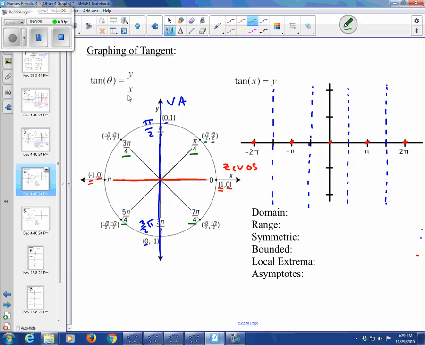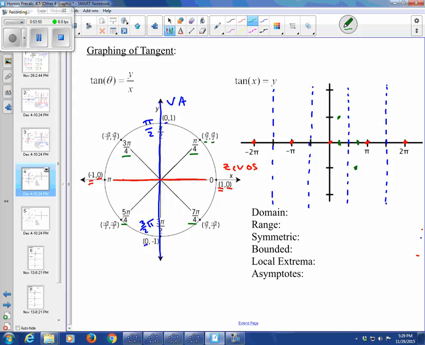So a rotation of pi over 4 gives us square root of 2 over 2 divided by square root of 2 over 2 for our y over x, and that's going to be a positive 1. So at a rotation of pi over 4, which is approximately right here, we get a positive 1. In the second quadrant, we have a rotation of 3/4 pi, which is going to give us square root of 2 over 2 over negative square root of 2 over 2. So at 3/4 pi, we get negative 1.